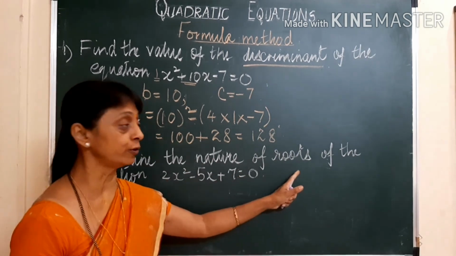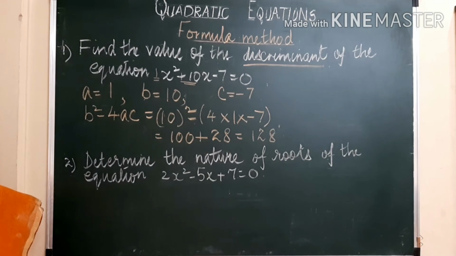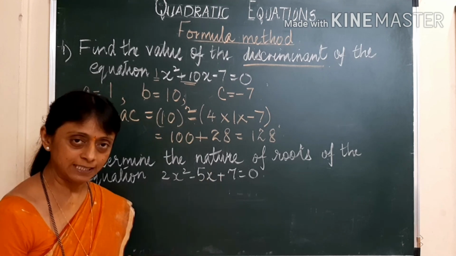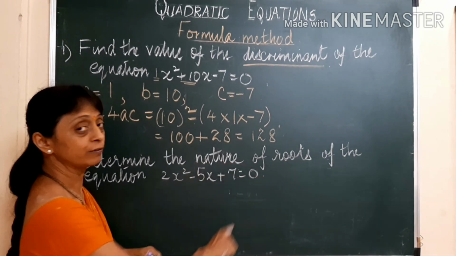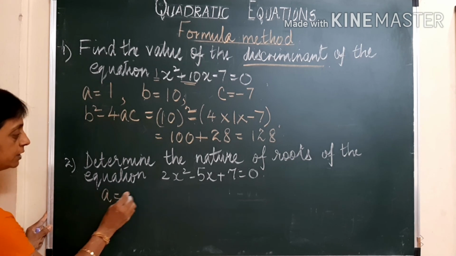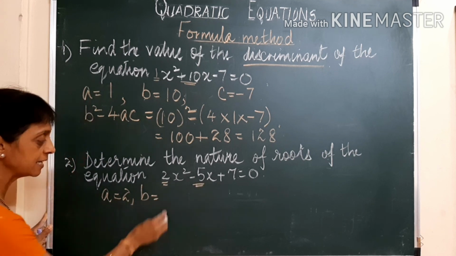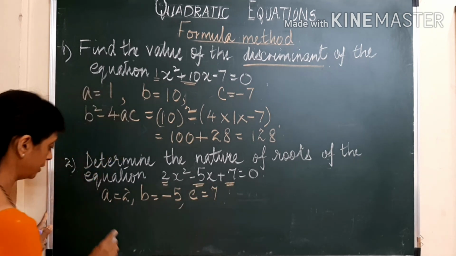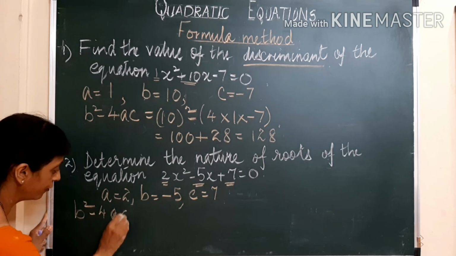Determine the nature of roots of the equation 2x square minus 5x plus 7 is equal to 0. So again, children, over here, we have to write down the values of a, b, c, find out the value of the discriminant, and the value of the discriminant will determine the nature of roots of the given quadratic equation. Over here, again, a will be equal to 2, b will be equal to, yes, minus 5, and c will be equal to 7. So let's find out first the value of D. That is b square minus 4ac.